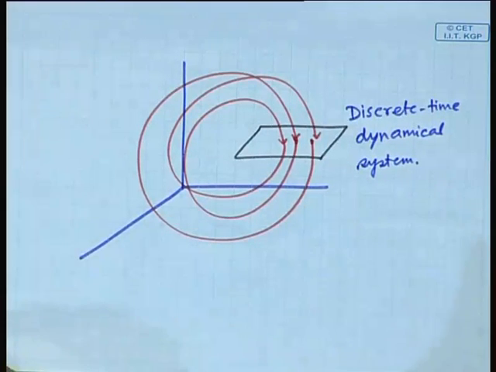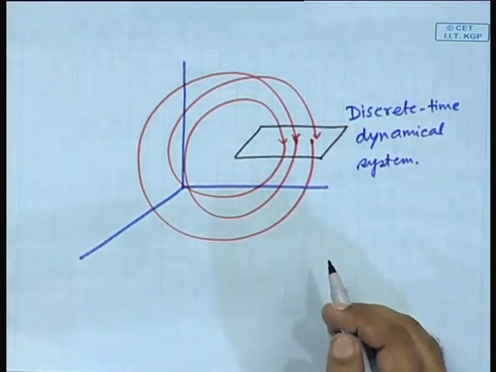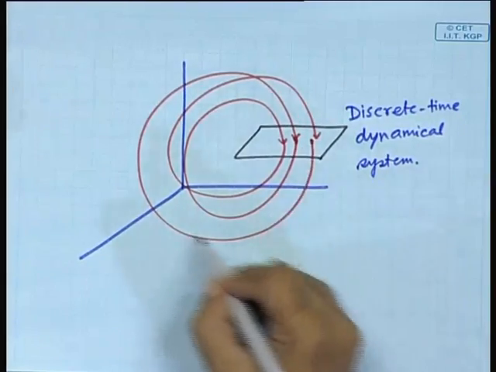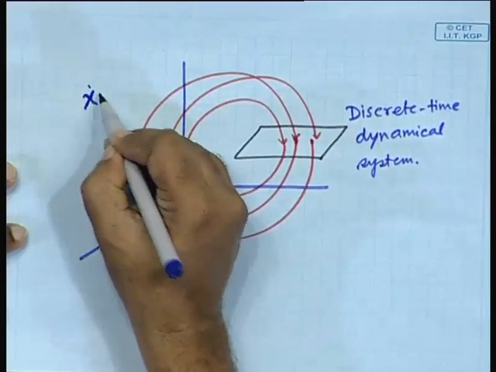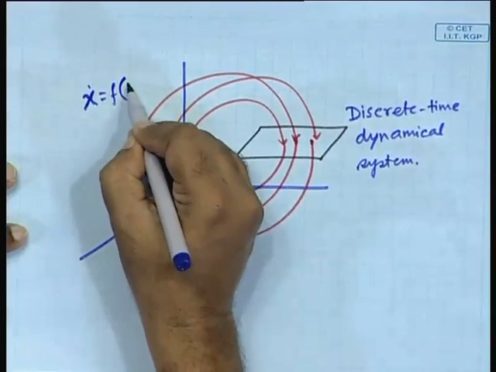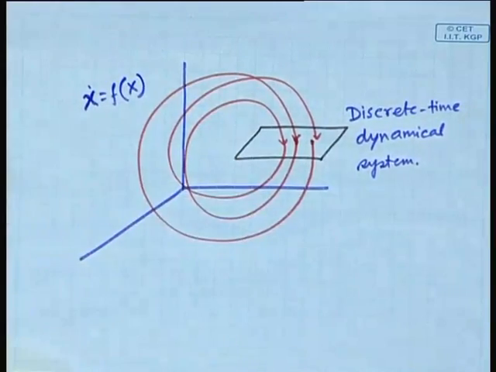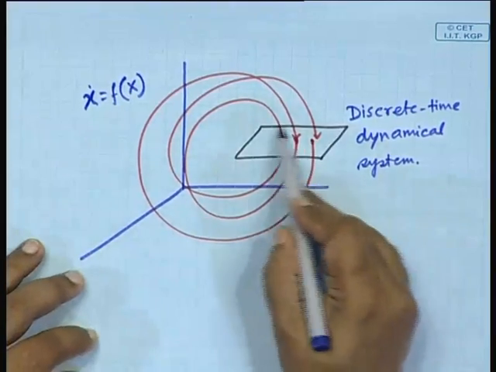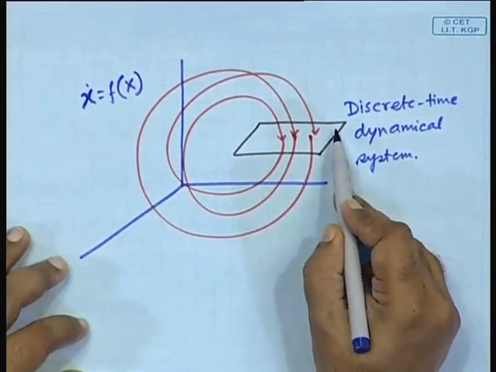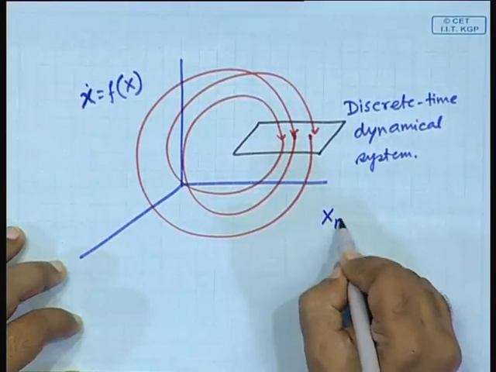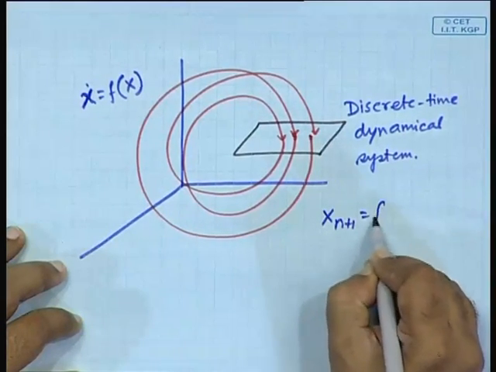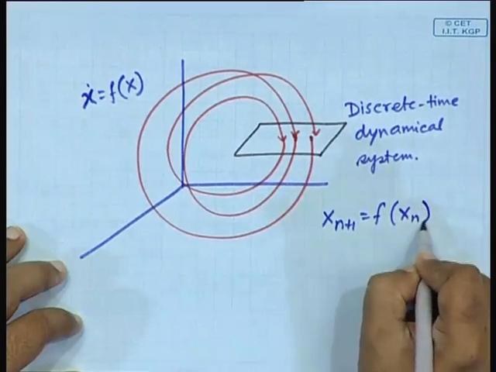Now, the discrete time dynamical system, how would that be represented? The continuous time dynamical system was represented by X dot is equal to some f of x. The discrete time dynamical system on this plane, how would that be represented? That would be represented by x n plus 1 is equal to some function of x n.